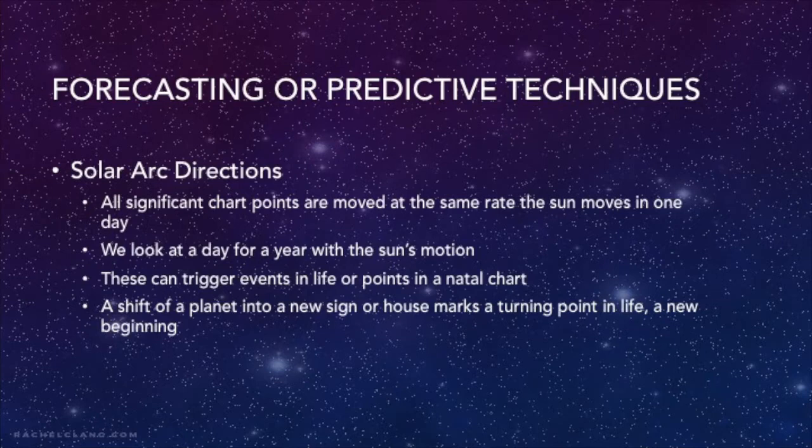Solar arc directions trigger events in life, or they can activate different aspects in a natal chart or different planets in a natal chart. And during a solar arc year, or a time in which the solar arc directions are activating those points, those points in the natal chart are going to get a lot of attention, and you might experience more activity in those areas of your life. With this technique, a shift of a planet into a new sign or a house marks a really significant turning point in life, a new beginning of sorts.